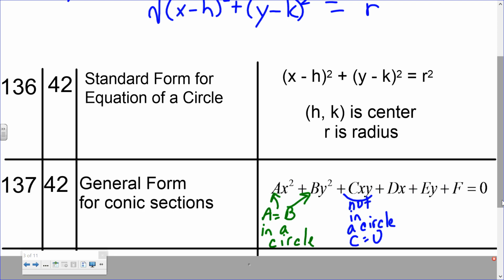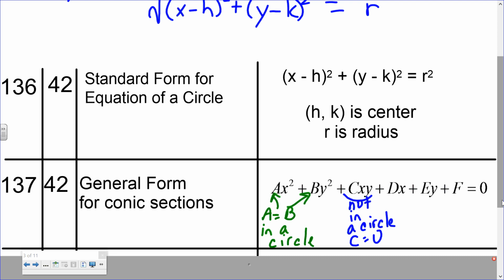But we will be writing equations in standard form and in general form. General form, we need to know it's going to be this order. So we're going to have the x squares, then the y squares, then the x's, then the y's, then the constant equals 0. Is that much making sense to everybody?